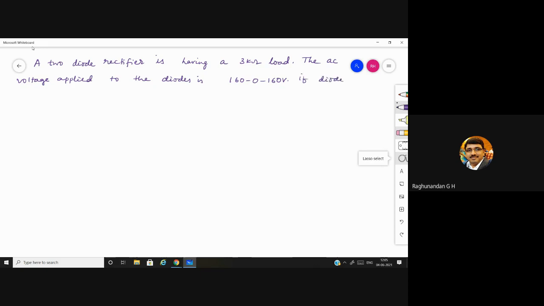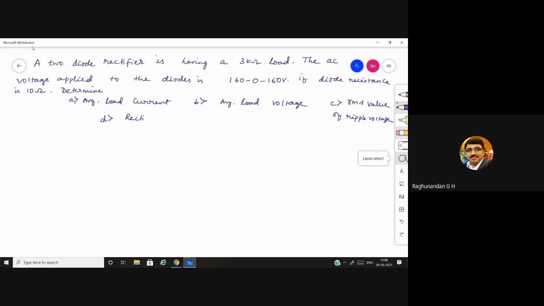If diode resistance is 10 ohm, determine: the first one, average load current; second one, average load voltage; third one, RMS value of ripple voltage; fourth one, the rectification efficiency.